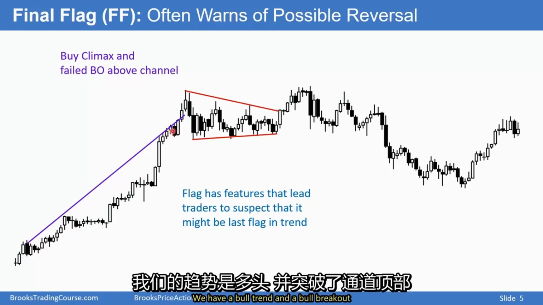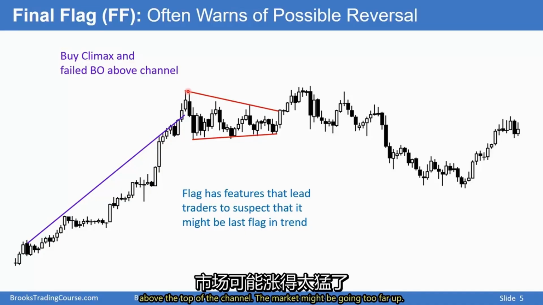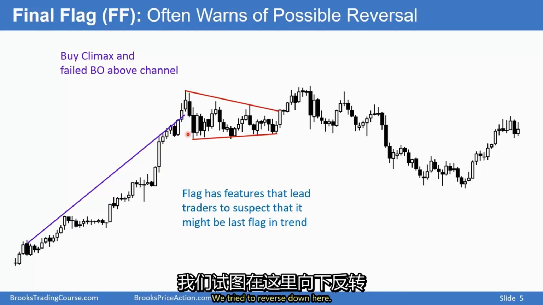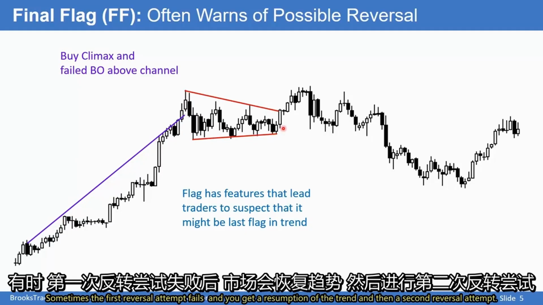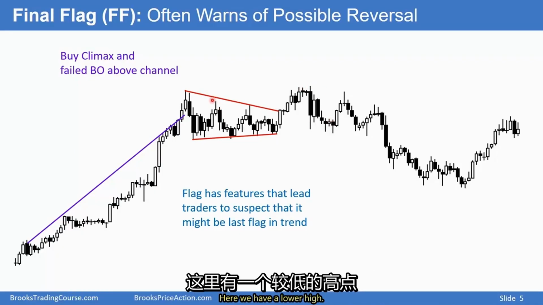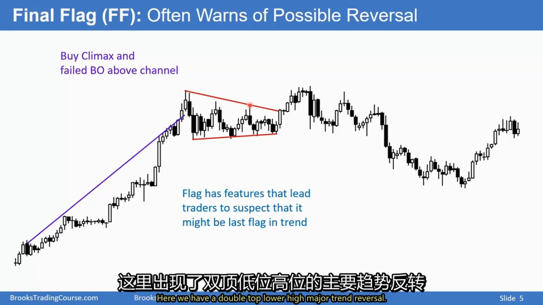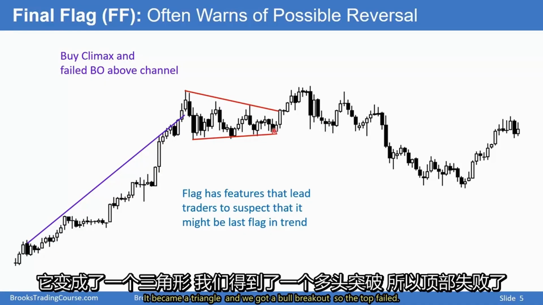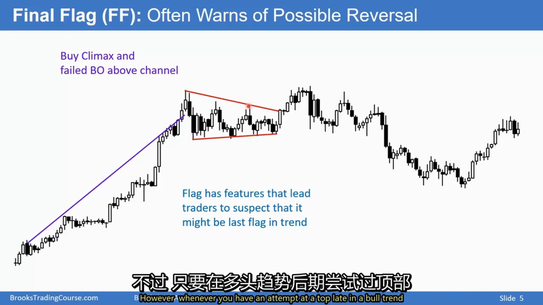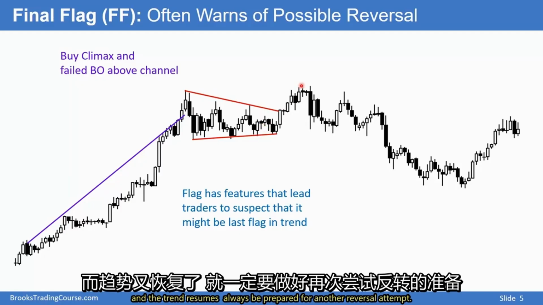We have a bull trend and a bull breakout above the top of the channel. The market might be going too far up. We tried to reverse down here. Sometimes the first reversal attempt fails and you get a resumption of the trend and then a second reversal attempt. Here we have a lower high. Here we have a double top lower high major trend reversal. It became a triangle and we got a bull breakout. So the top failed. However, whenever you have an attempt at a top late in a bull trend and the trend resumes, always be prepared for another reversal attempt.